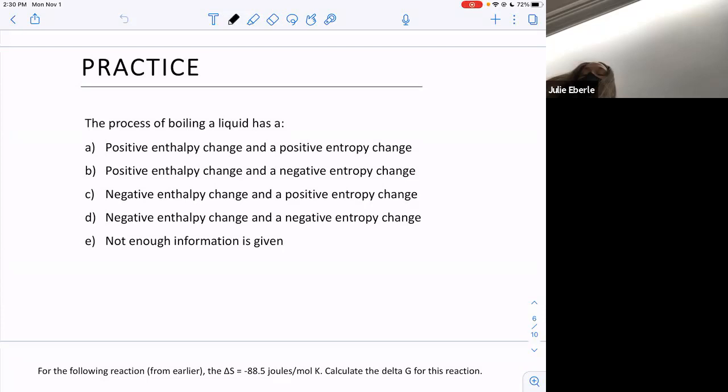And what state of matter is my product going to be? Gas. So let's look at this reaction. Okay. Positive enthalpy change, positive entropy change; positive enthalpy change, negative entropy change; negative enthalpy but positive entropy; negative or negative; not enough information is given. What do y'all think? So it's asking about the sign on delta H, which is your enthalpy, and it's asking about the sign on delta S, which is your entropy.